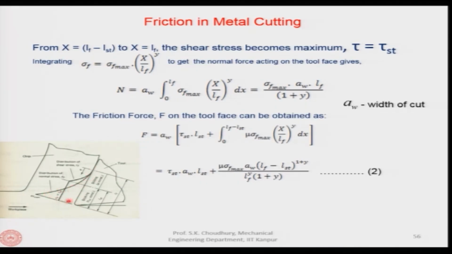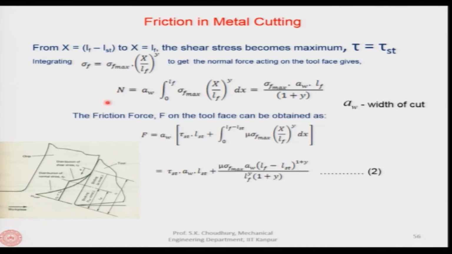So, we are getting the area under this curve, and what we are getting is the normal force equal to A w integral from 0 to LF of sigma f, and the sigma f is sigma f maximum x by LF to the power y with respect to dx. So, if we integrate this from 0 to LF, it will be sigma f max A w is constant, LF we are getting, and divided by 1 plus y.